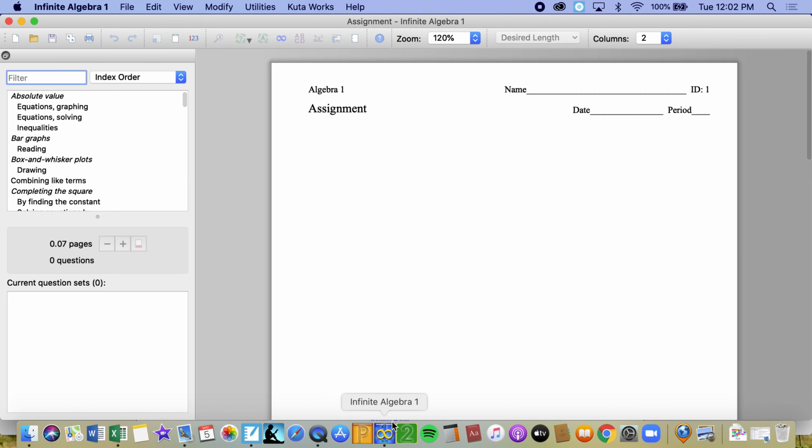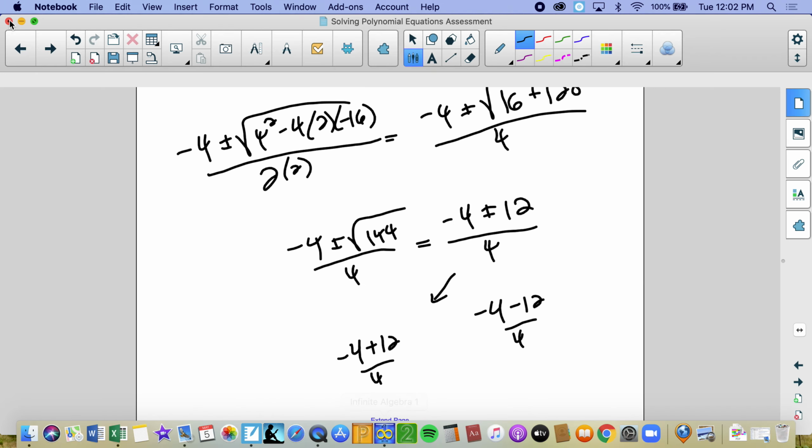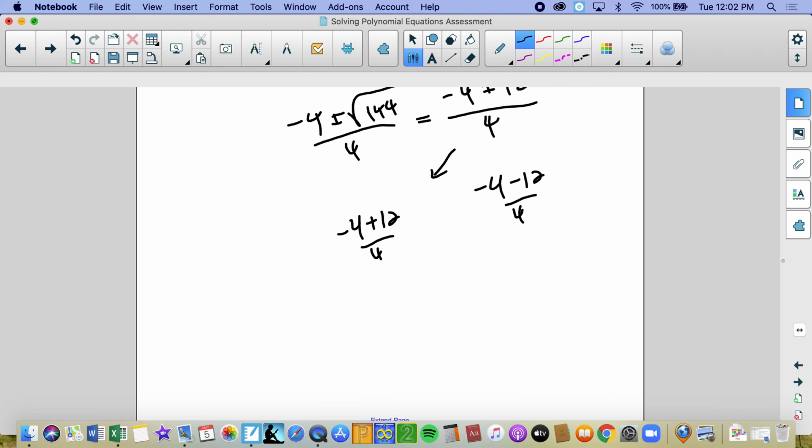Oh, I didn't mean to do that. Go away. I meant to extend the page. Negative 4 plus 12 gives me 8 over 4, which is equal to 2. Negative 16 over 4 is negative 4. So my solutions are negative 4 and 2. Nice and clean.